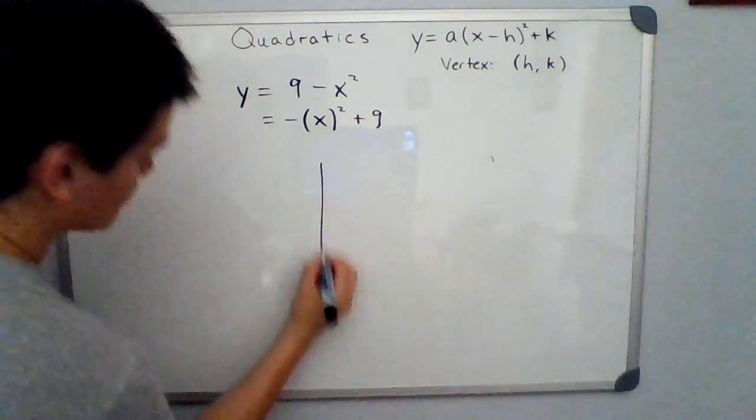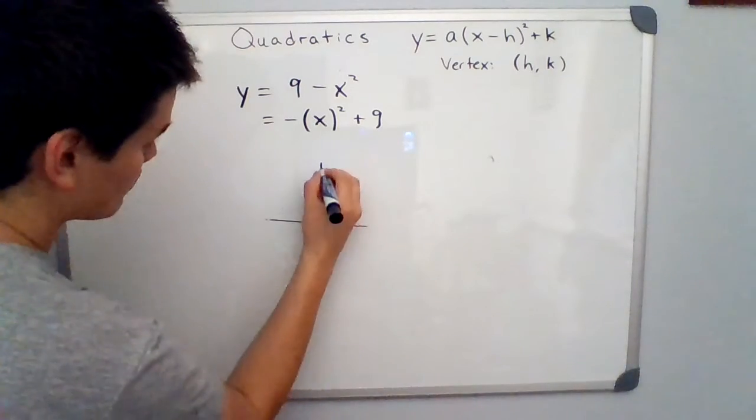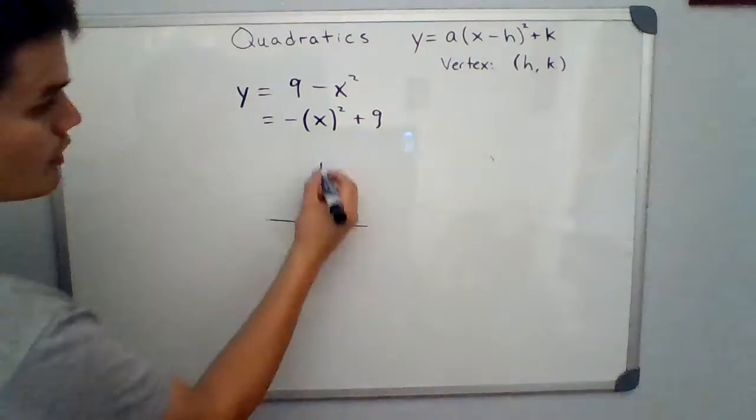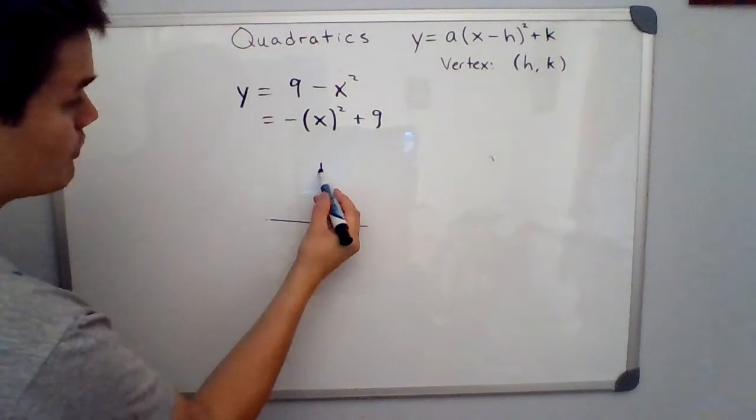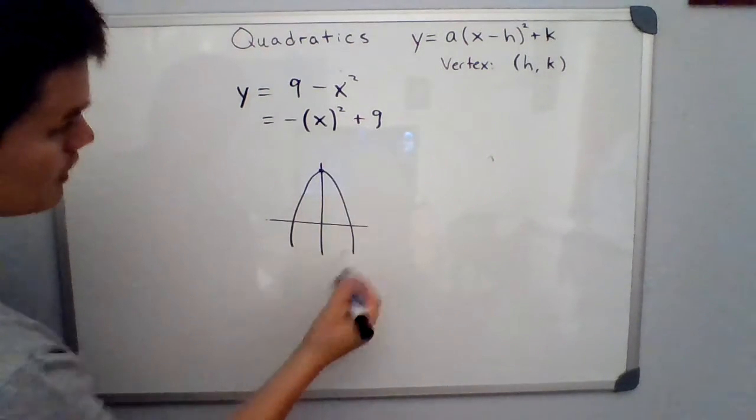So what this graph is going to look like is we're going to have a vertex at (0, 9), since it's translated up 9, and then it's just multiplied by -1, so it's concave down, like that.